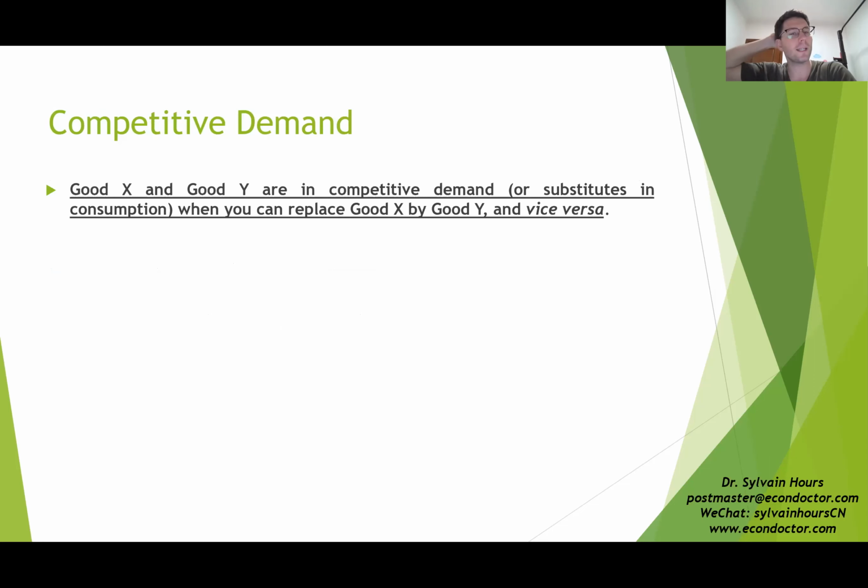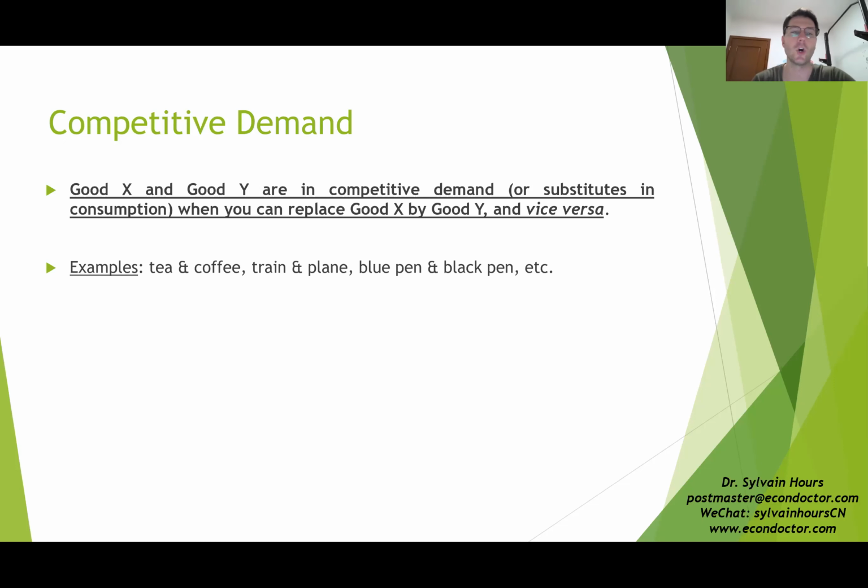All right, so we've already said that, so it's mostly a summary from demand. We say that two goods, X and Y, are in competitive demand, or we sometimes say that they are substitutes in consumption, if you can simply replace one by the other. It doesn't mean that they are identical, just that they are similar enough so their consumption can serve the same purpose. But in most cases, substitutes are imperfect substitutes. Train and plane are two things you can use to go from one point to the other, but they are not perfect substitutes. They are not completely identical. So yeah, typical examples: tea and coffee, train and plane, blue pen and black pen, and so on and so on.